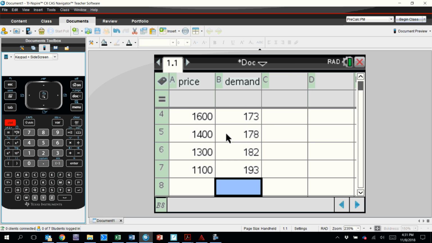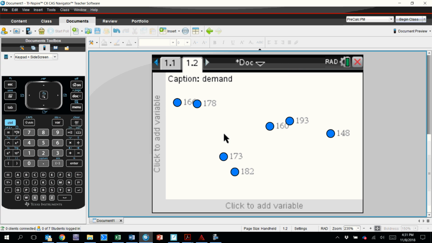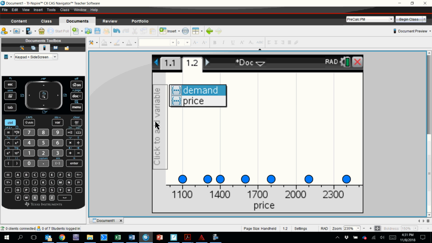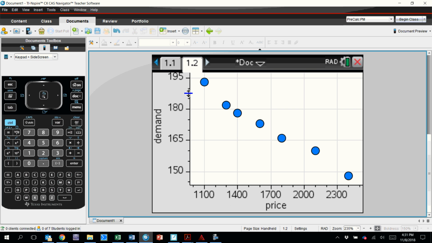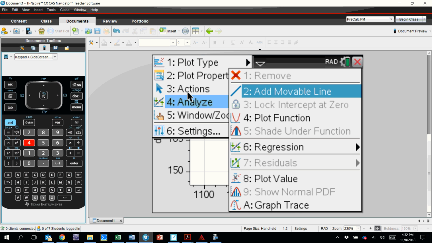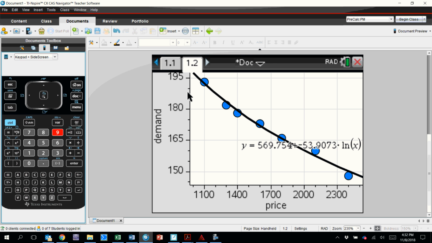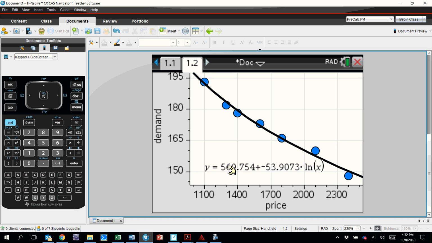So we're going to add a data and statistics page, and then we click on the bottom to add a variable. If we look, we have price as the X, so we're going to put price here, and then we click here for the Y, which is the demand, and here we have a function. So what we're going to do is again fit a logarithmic function to this data. So we do menu, analyze, regression, but now we show logarithmic, which is number 9. So here is the function that we get. So this is the function that represents our data.